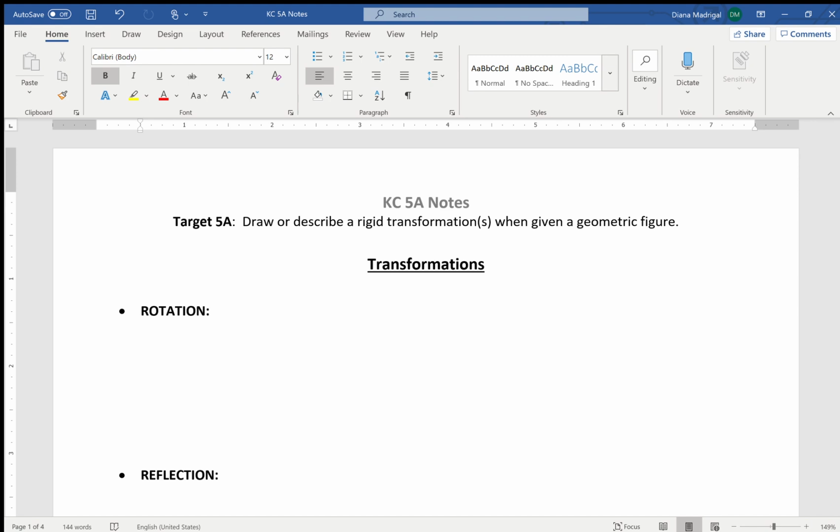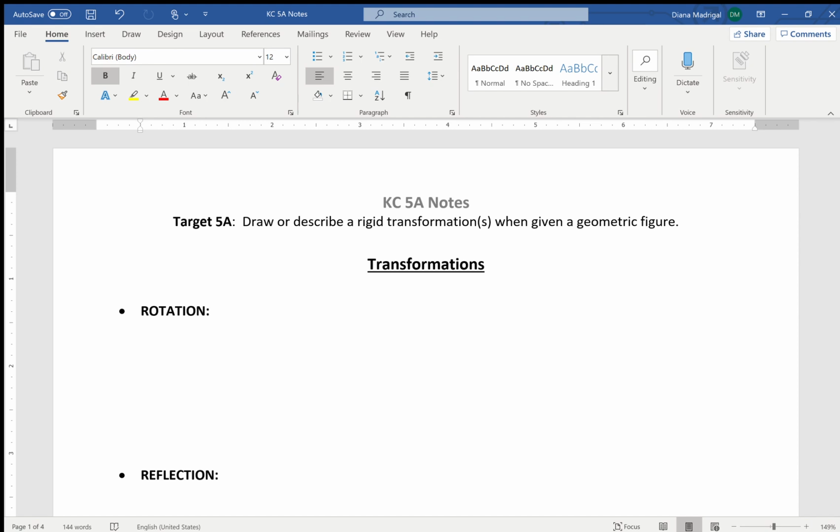So the four words that we're going to be using in this KC 5 for target A are rotation, reflection, translation, and dilation, which are the words that you have learned in your previous videos from yesterday from Khan Academy. And if you didn't watch those videos, make sure you do. Those videos are really good at explaining each transformation. Transformation is when you are transforming, you're creating a new image.